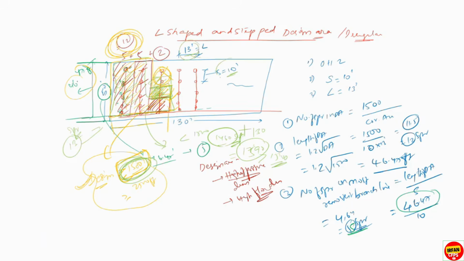So this is for uniform spacing, where S is the same and L is the same on your entire floor. Then this is the procedure. If it is non-uniform, the procedure is different. I will explain that to you.